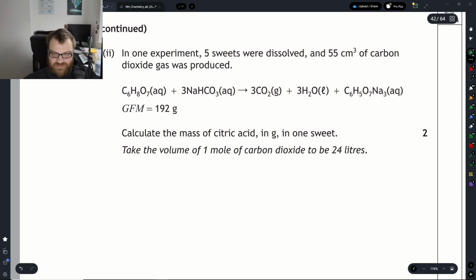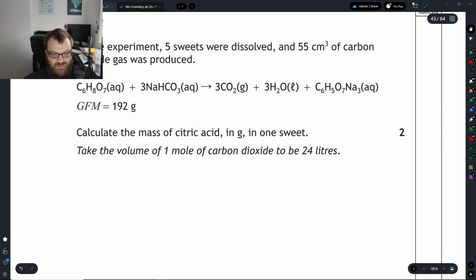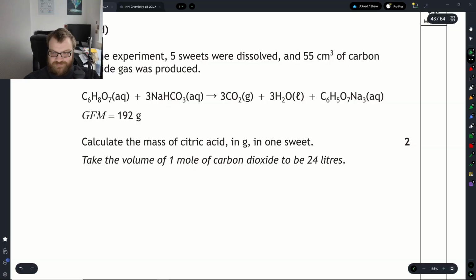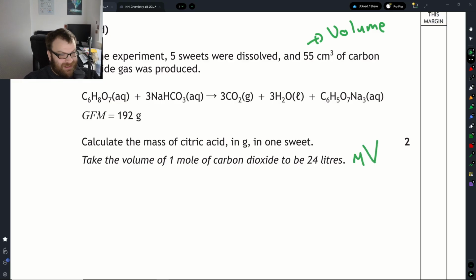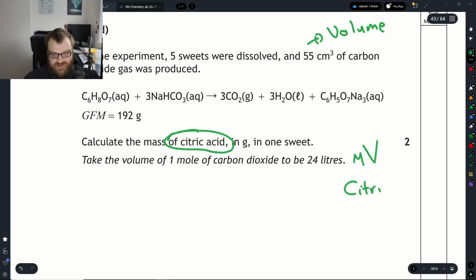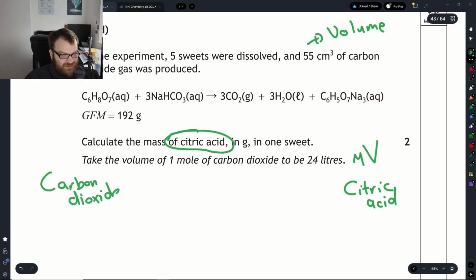For the next one, a little calculation one. Again, we're told a volume. Down here we're told the molar volume, so we're going to be dealing with that one again. Last of all, we've got GFM, as we're asked about the mass. So I'm going to start with carbon dioxide. One of the reasons, again, why I'm doing that is citric acid we want at the end, so leave everything to do with that to get our final answer. So start off with carbon dioxide. We are told the volume.